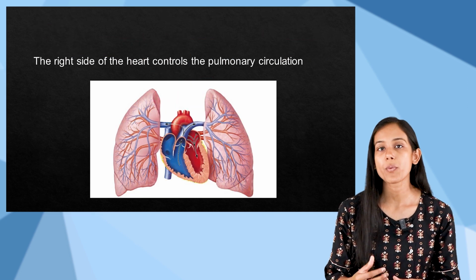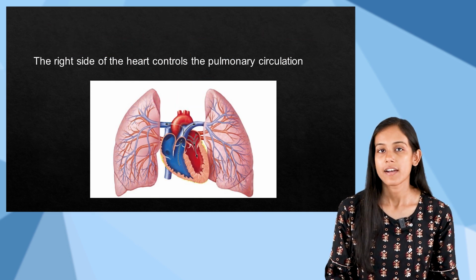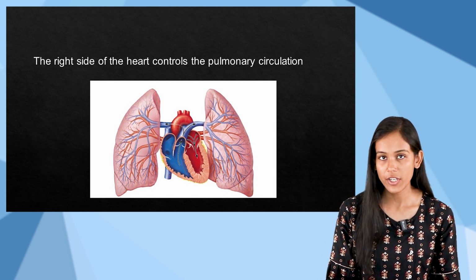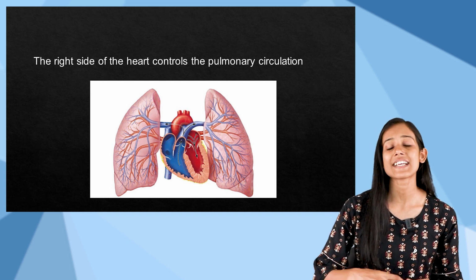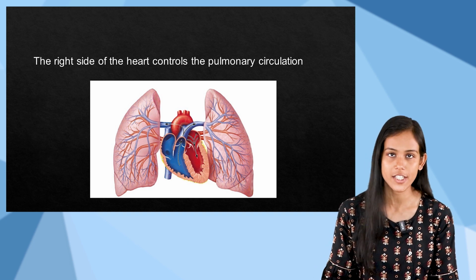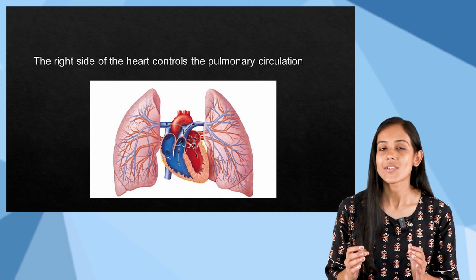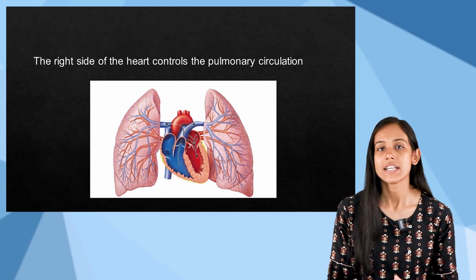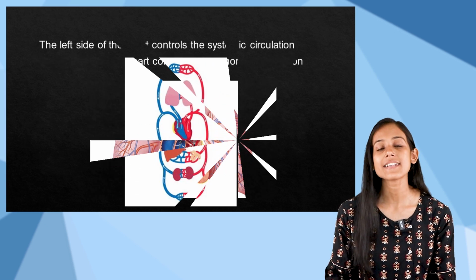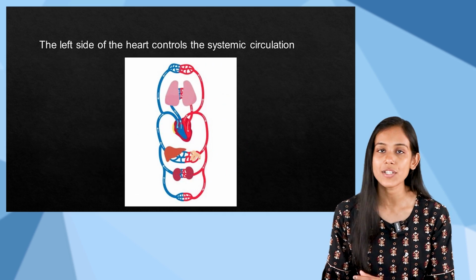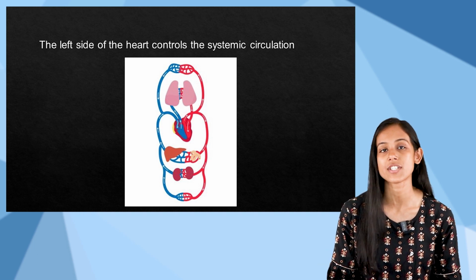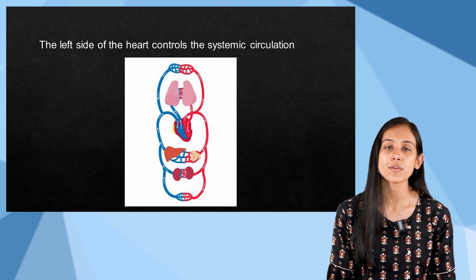So that is how it is connected in the normal heart. And from this, we can understand that the right side of the heart controls the pulmonary circulation, because it's sending blood to the lungs through the pulmonary artery, carrying deoxygenated blood. And the left side of the heart is controlling the systemic circulation, because it is sending the oxygenated blood to the body.